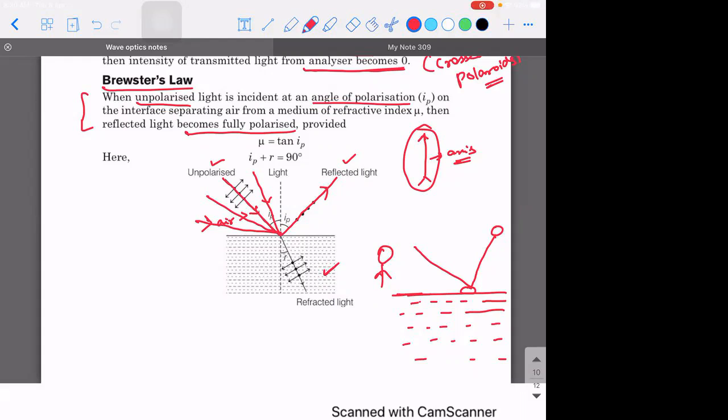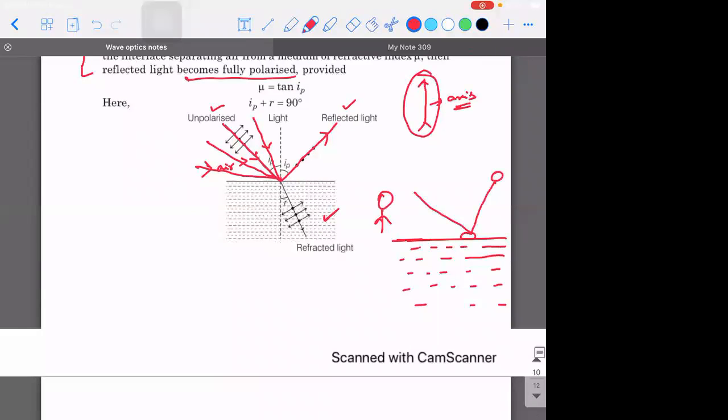Puridama? Sir, this is a natural phenomenon. It is a natural phenomenon. Yes.